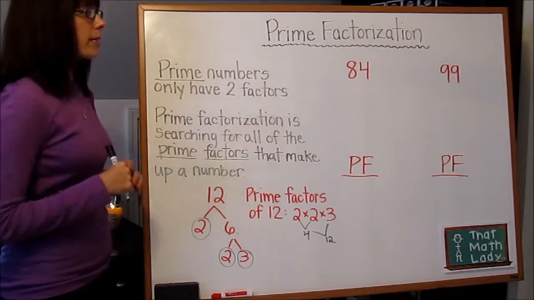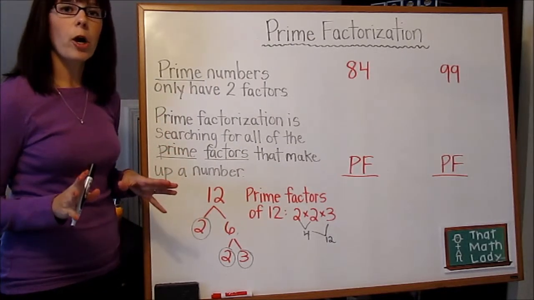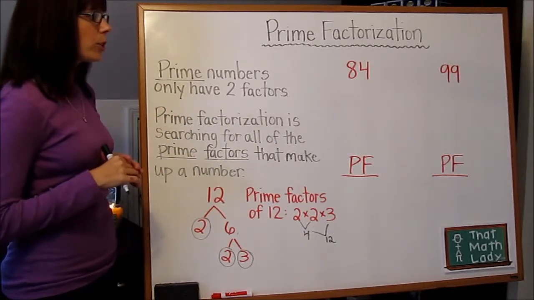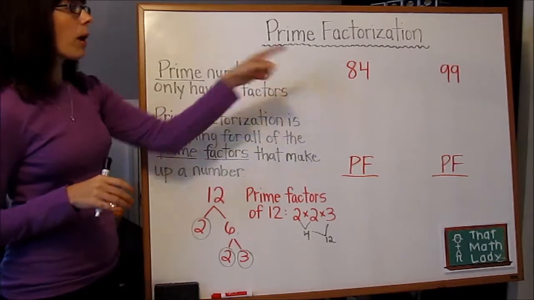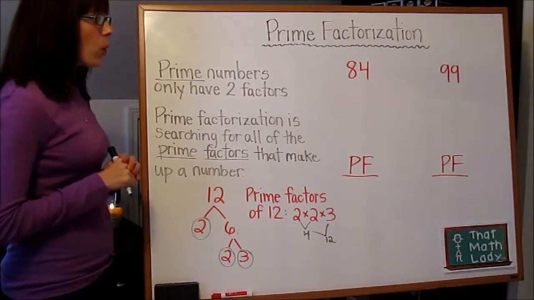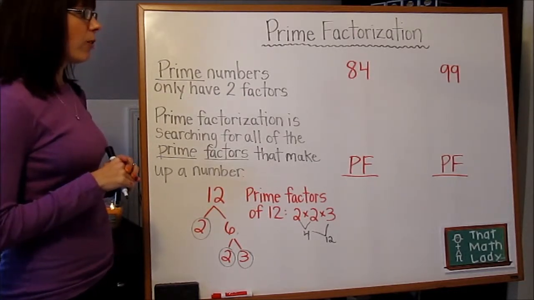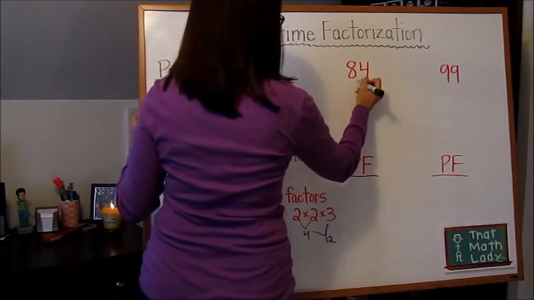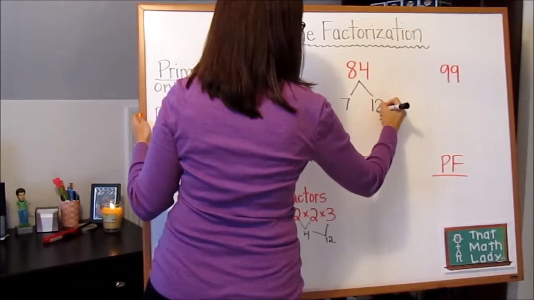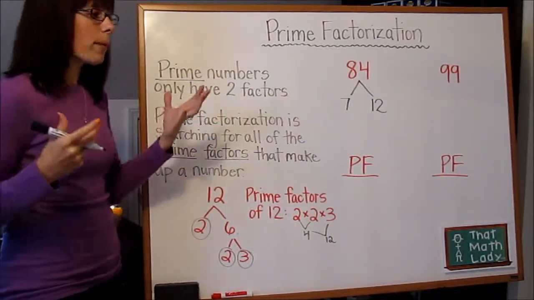Let's look at two other examples. If you think you know how to do it, you can go ahead and pause and try it on your own. Or if you want to walk through one with me and then pause for the second one, you can do that. We're going to look for our prime factors for the number 84. Okay, and I know that 7 times 12 is 84. So I'm going to start off with 7 and 12 as my two branches.